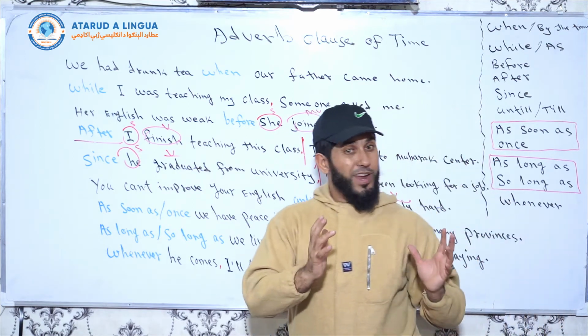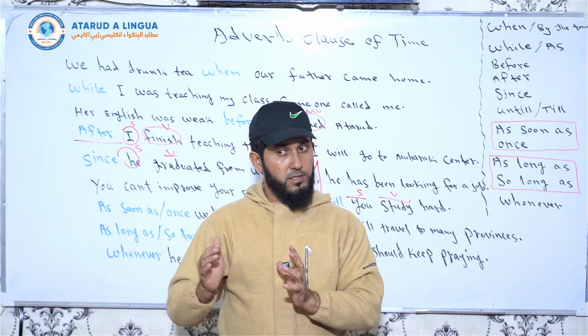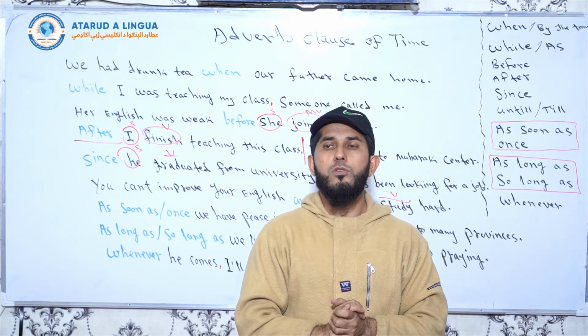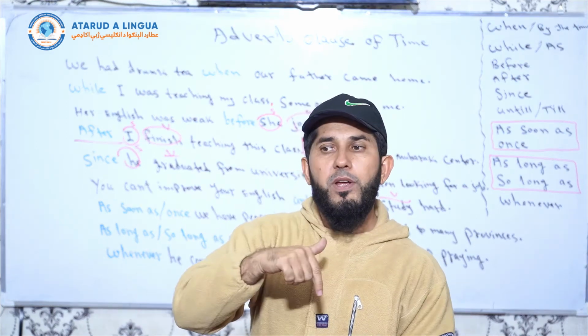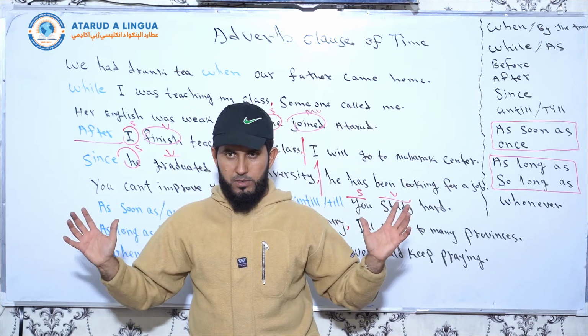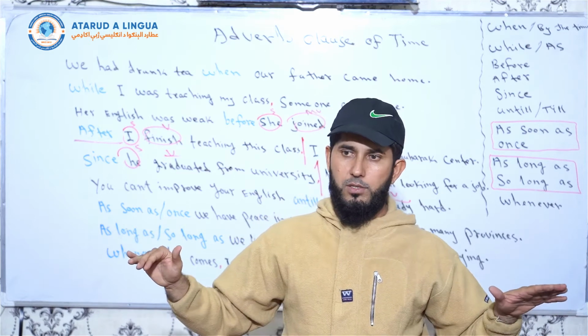If you use your adverb clause first, what do you need? In your complex sentence, you need a comma in the middle of your sentence, right? And if you use the independent or the main clause first, then you do not need a comma, because the conjunction goes to the middle of the sentence to separate the two clauses, right?